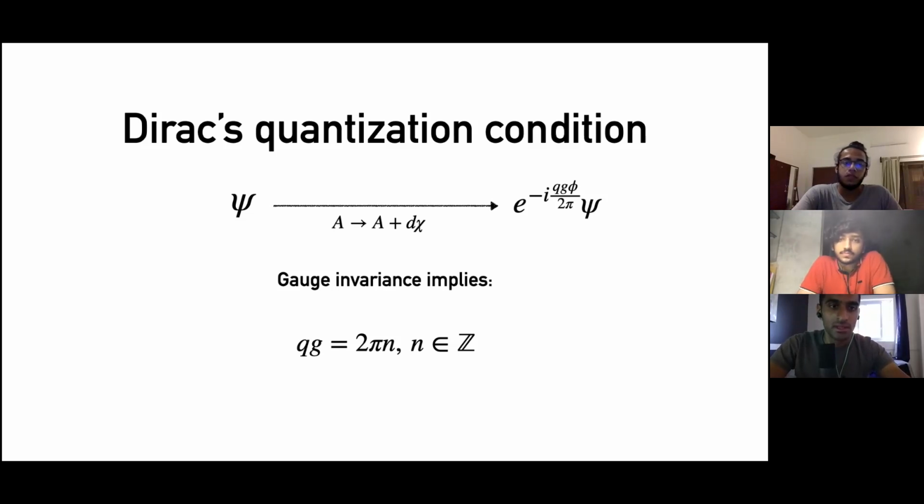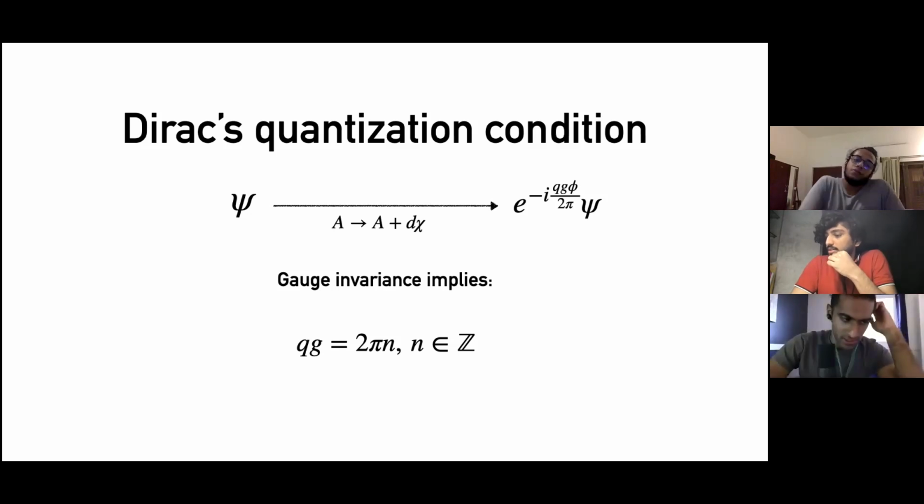And now there's different ways to think about it, but the single valuedness of the wave function or gauge invariance really means that qg is 2 pi n, where n is an integer. And that's Dirac's quantization condition. So now we've discussed that, and that's really interesting, right? But there's more you can actually tell about monopoles.